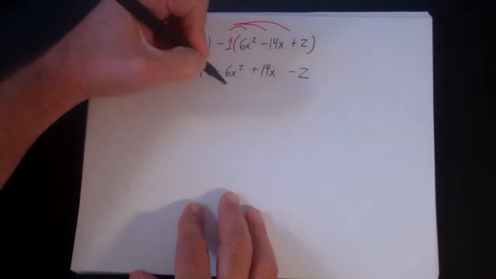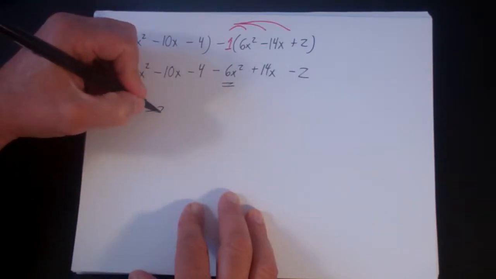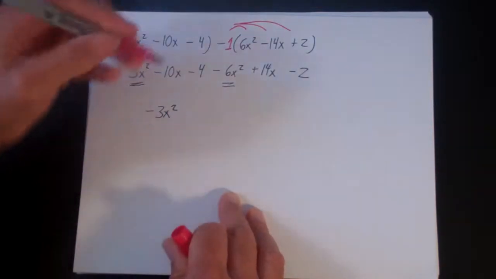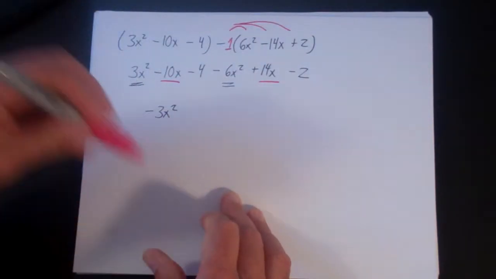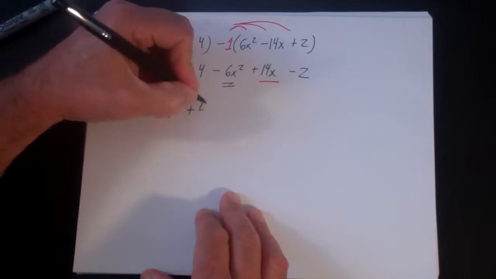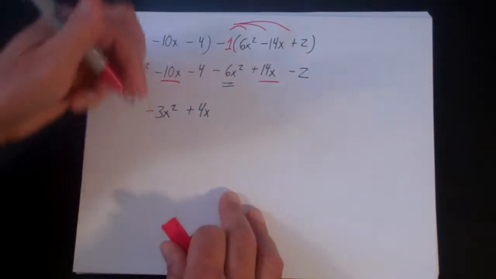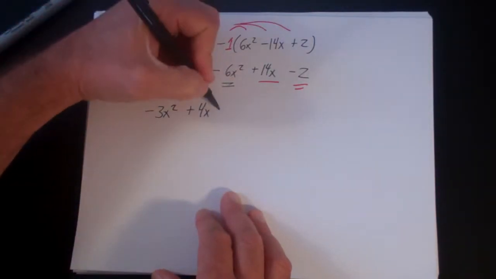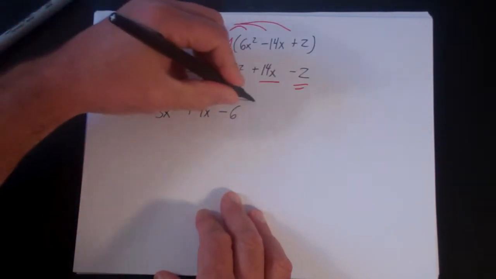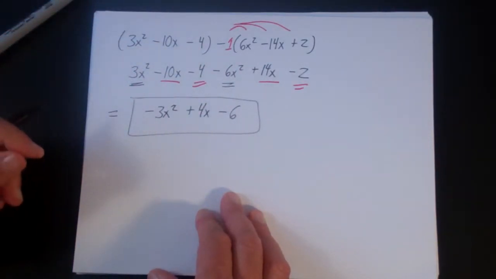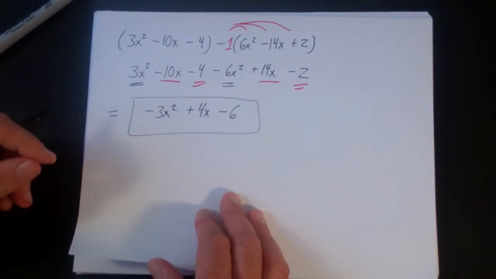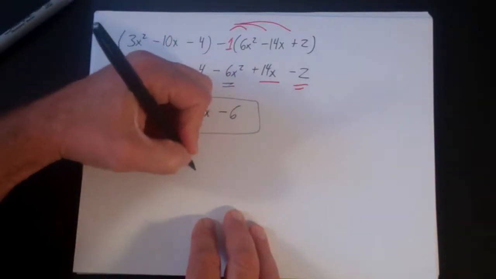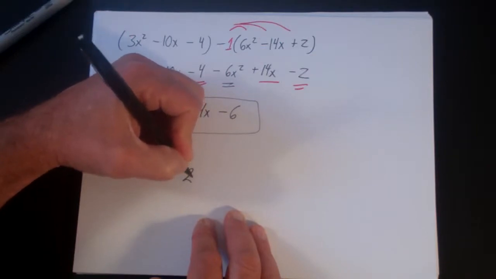You have a 3x squared here and a negative 6x squared here. That's a minus 3x squared. Here you have a minus 10 and a positive 14. That becomes a plus 4x. Here you have a minus 4 and a minus 2. That becomes a minus 6, and that's your final answer. Can it be more complicated than that? Not really.